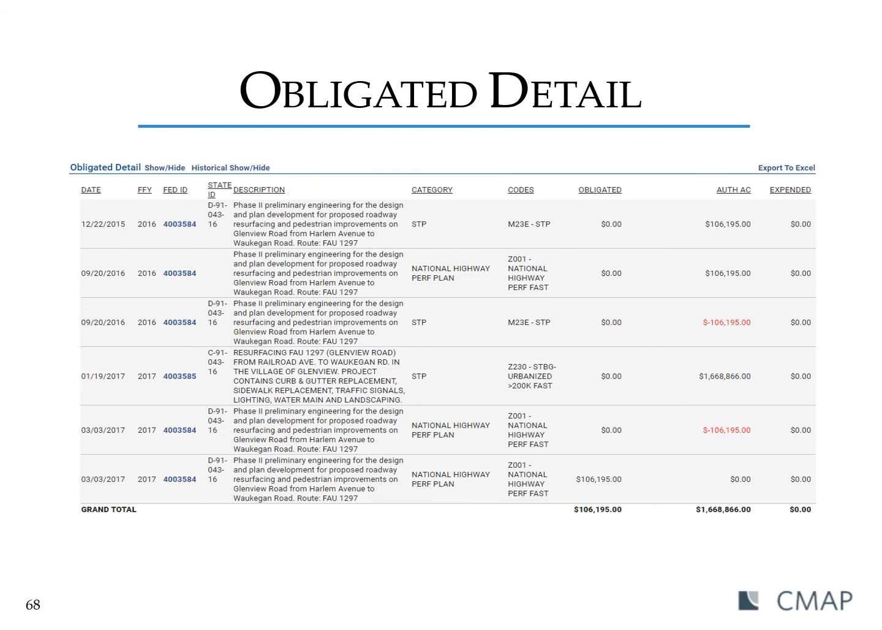Here we have the obligated details section. This shows transaction by date with oldest at the top. So to quickly walk through this one, we see that in December 2015, there was an AC authorization of about $106,000 in STP funds. This was for engineering 2. We know it was for engineering 2 because there is a D in the state ID. Also, we can read the description.